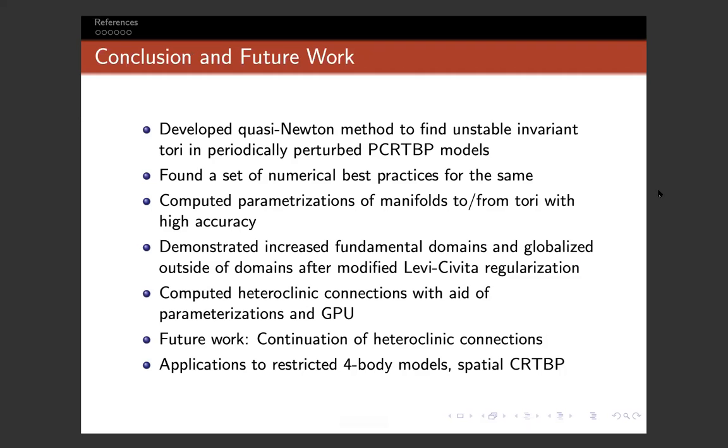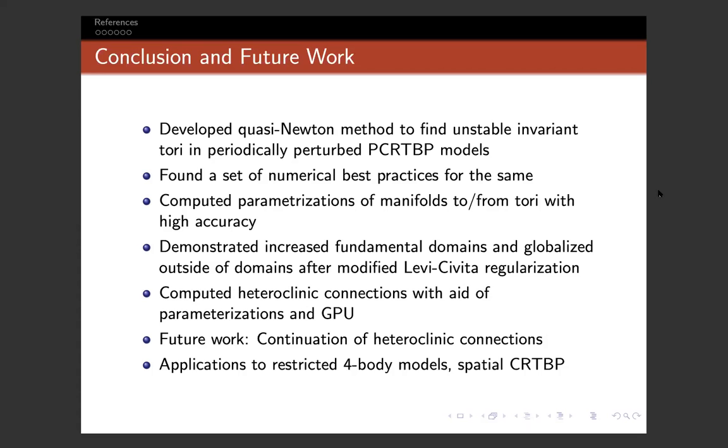So now just a quick summary of everything and a little discussion of our future work. We were able to find a Quasi-Newton method to find the unstable invariant tori in periodically perturbed planar circular restricted three-body problem models, and also managed to use it for continuation after finding some numerical best practices for our method. We computed parametrizations of manifolds and showed that they were significantly more accurate than the linear manifold representations that have generally been used in the past. We showed that we can use these parametrizations to compute manifolds outside of domains after doing some regularization.